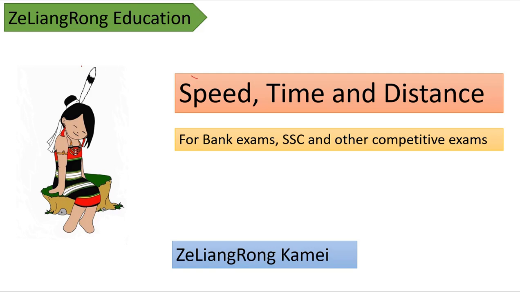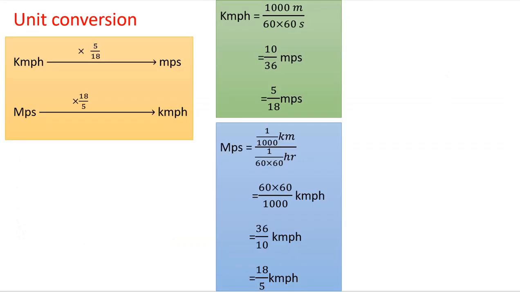Today we're going to discuss speed, time and distance. Before we move on to questions, let us understand unit conversion. In order to convert kilometer per hour into meter per second, we simply multiply by 5 by 18. How come we multiply by 5 by 18 here? Please look at this side.